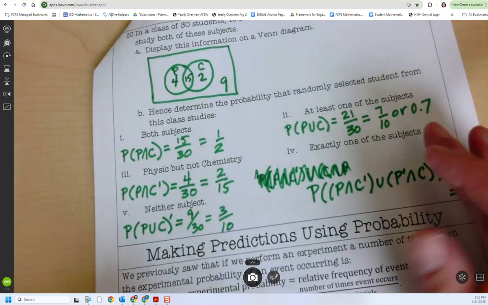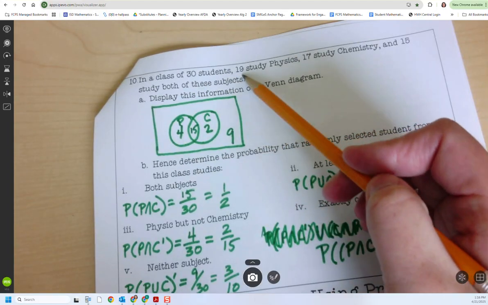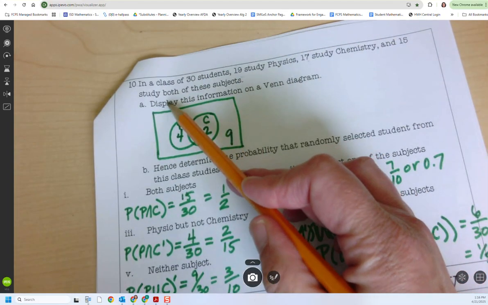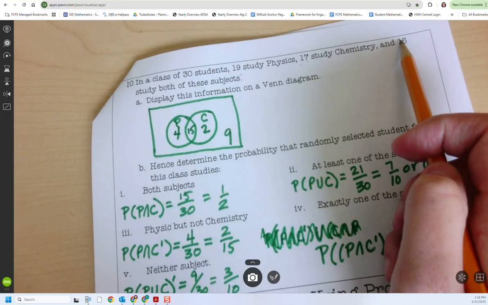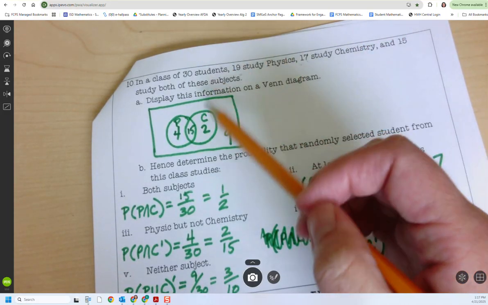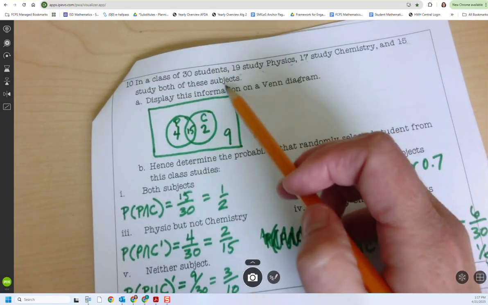All right, here we made a Venn diagram for this. So let's take a look. There's a class of 30 students, 19 study physics, 17 study chemistry, and 15 study both. So if you look at that, adding them up, that seems to be more than 30 students. And the problem is here that of the students who study physics, some of them are actually studying both.